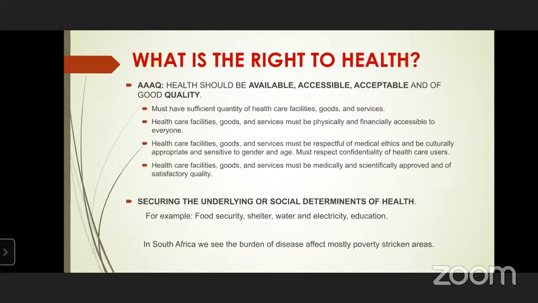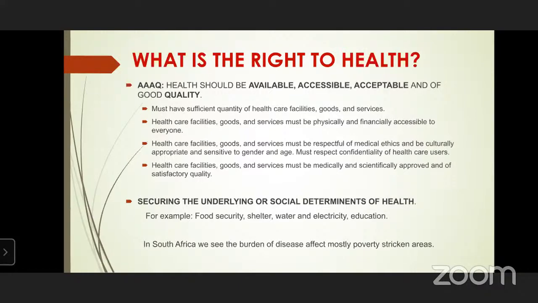They must be respectful of medical ethics and be culturally appropriate and sensitive to gender and age, and must respect the confidentiality of healthcare users. And they must be medically and scientifically approved and of satisfactory quality. The other part of the right to health is securing the underlying or social determinants of health, for example, food security, shelter, water, electricity, and education.